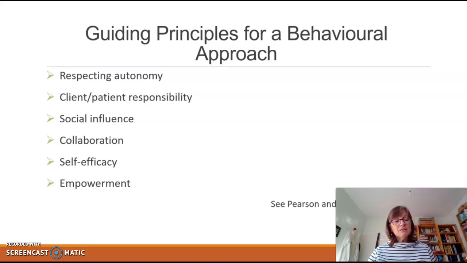The idea of social influence is that we are employed, you hopefully will be employed by the NHS, to make a difference, to influence health behaviour. And that's what our social influence is. We are there with a purpose to support people to make a change. That's what our role is, to make that influence.